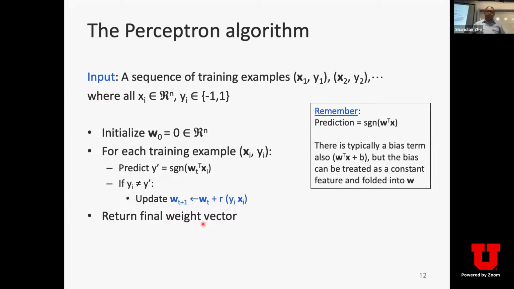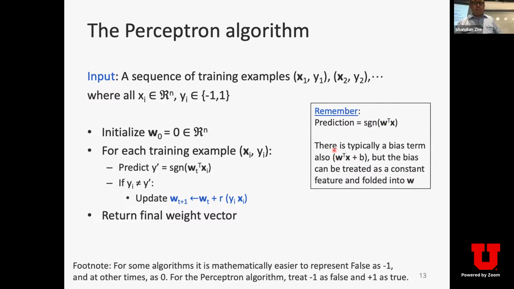So here, we just want to emphasize that W transpose X actually has already included the bias term, right? And we have already folded it into the weight vector, right? Another thing is that here we assume the label is either -1 or 1, right? But in some other literature, they assume the label to be 0 or 1, right? But it actually doesn't matter.